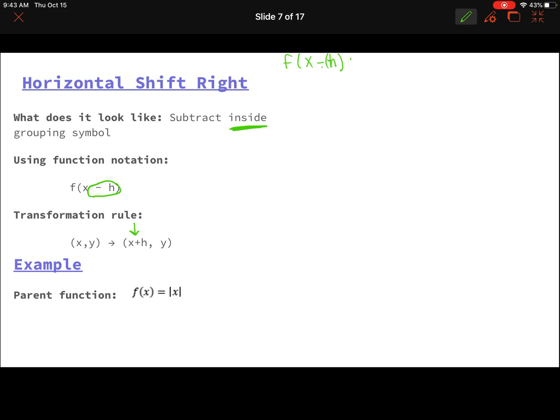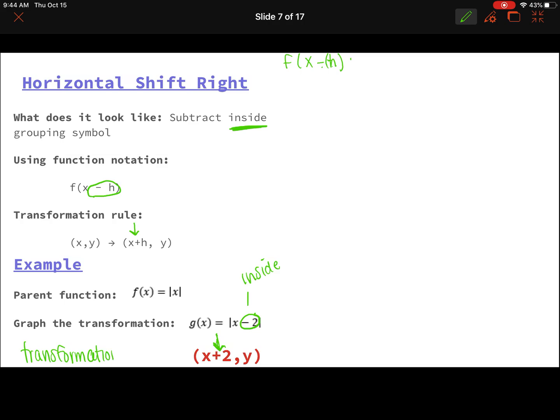So here, I have a parent function, right? So I have f of x equals the absolute value, okay? Now, my graphing transformation is x minus 2. So this negative 2 is inside the grouping symbol, right? Important, inside. Okay? And then now, we have to do the opposite. This is super, super important. If it says minus, we're doing addition. Okay? So this is my new transformation rule.